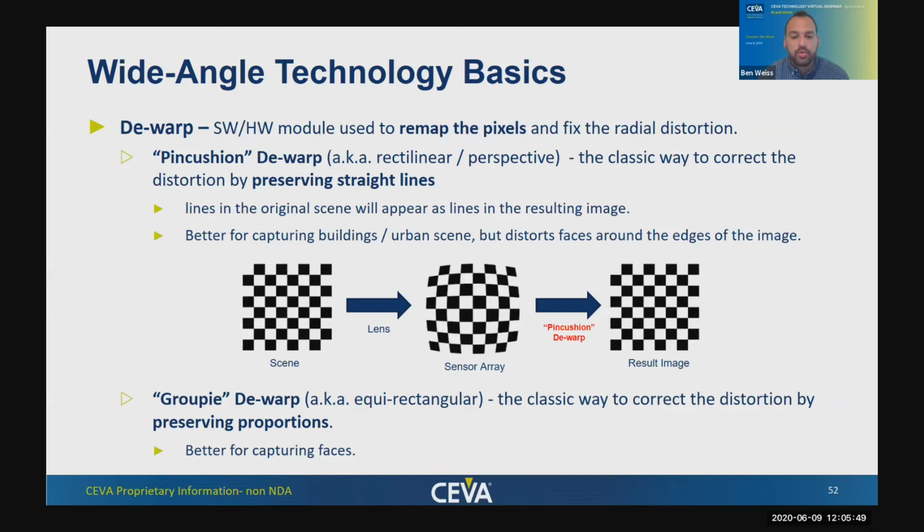Groupie de-warp, also known as the equirectangular de-warp, is the way to correct the distortion of faces by preserving objects' proportions. Color and shading correction can be coupled together with a de-warp process to reduce the bandwidth and improve the overall performance.